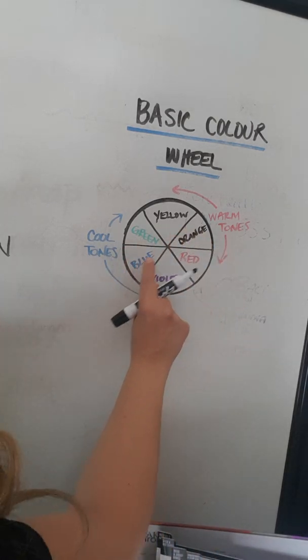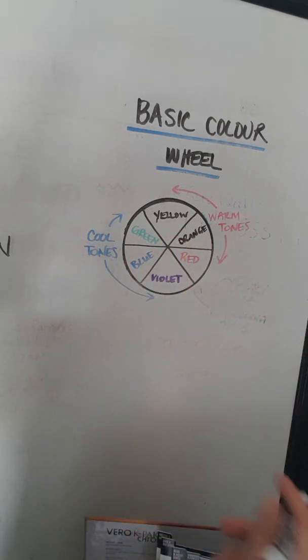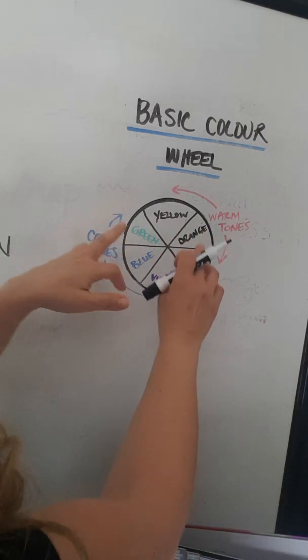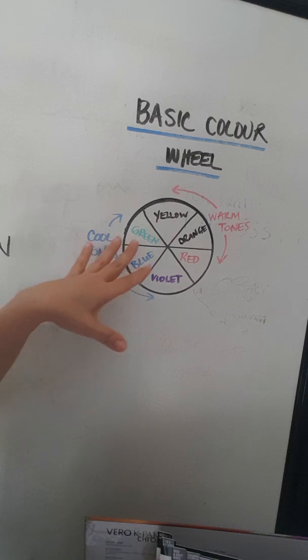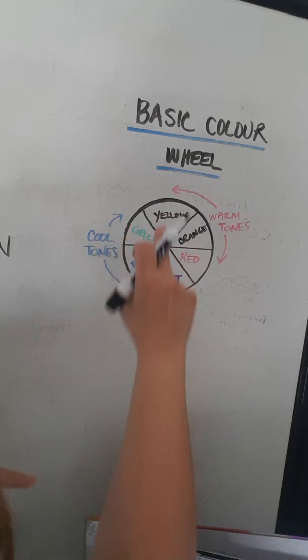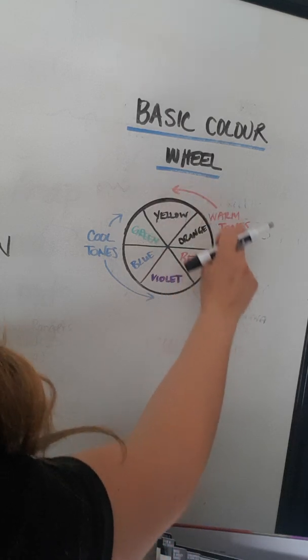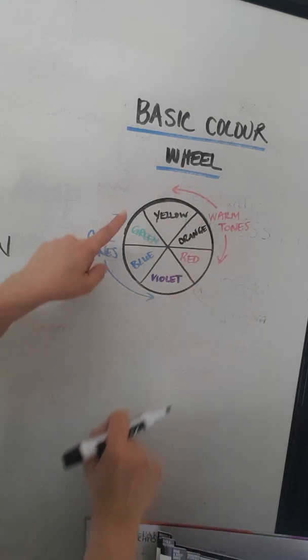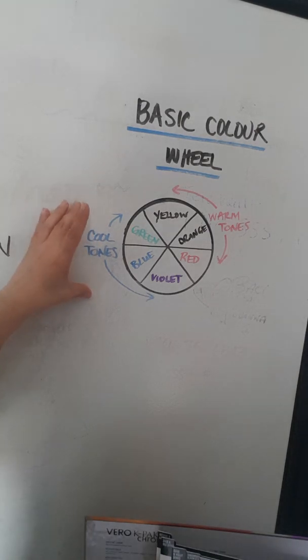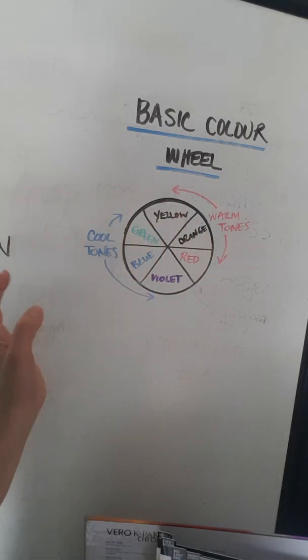Blue and orange, BO, terrible, but BO reminds me blue is across from orange. And green and red remind me personally of Christmas colors, and so I know they belong across from each other. Okay. Yellow, orange, and red are considered warm tones. Green, blue, and violet are considered cool tones. All right, so that's going to help you a little later as well.